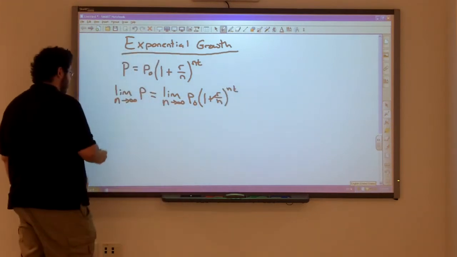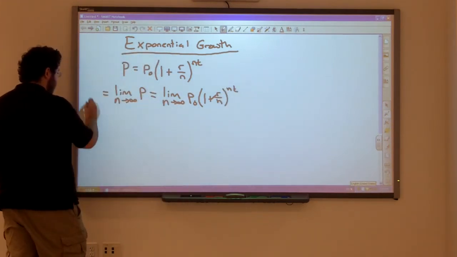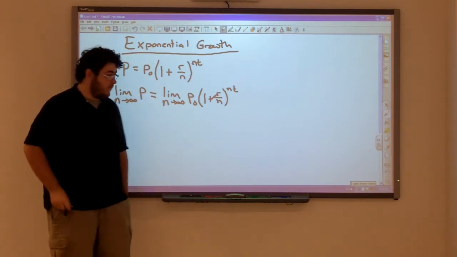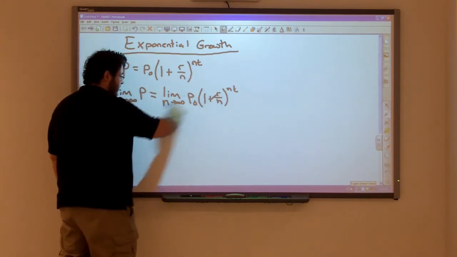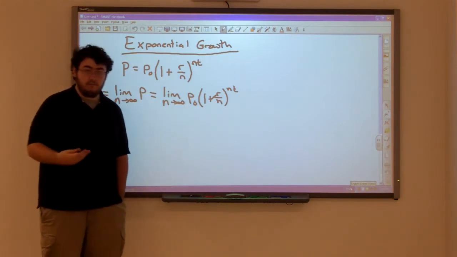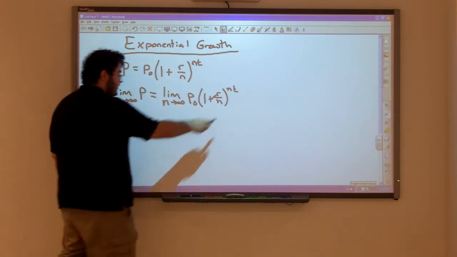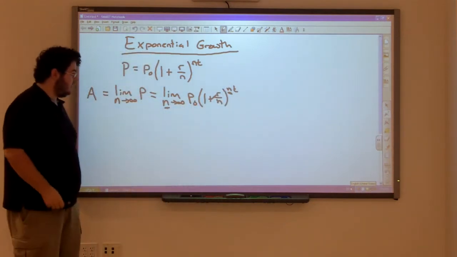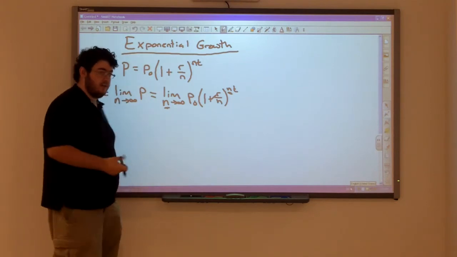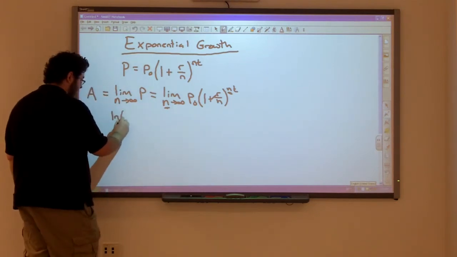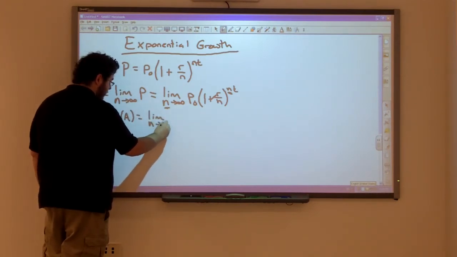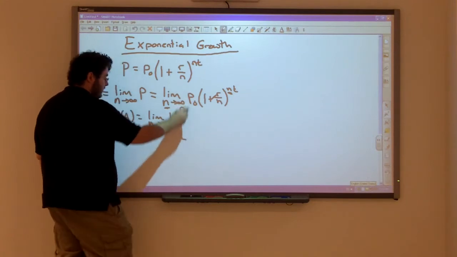We're going to call this limit, well, it's our new interest, but let's just say A for the amount that we're going to have. So we have A equals this side, and A is our continuously compounded principal. You notice we have an exponent here with our n in it, and we're taking a limit with an n. So instead of having that in the exponent, let's take a natural log to get it out of the exponent. So we take the natural log of both sides. Then we have the natural log of all of this.